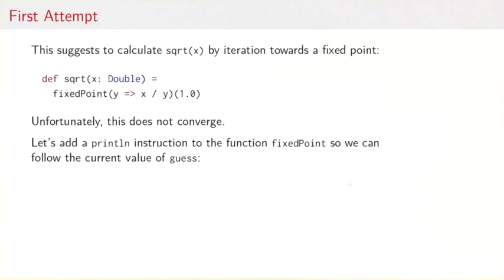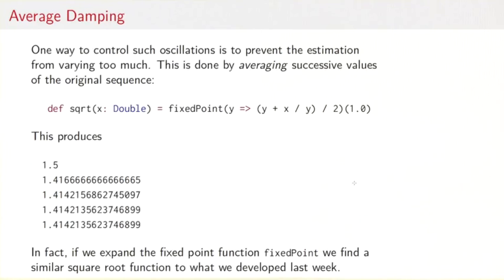So how can we do better? One way to control these oscillations that we were seeing is to prevent the estimation from varying too much. And one way to do this is by averaging successive values of the original sequence. So instead of going 1, 2, 1, 2, we take the average of two successive values, and that would give us 1.5, and that would set us on the right path to convergence. So let's try that.